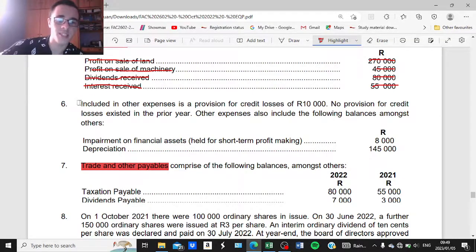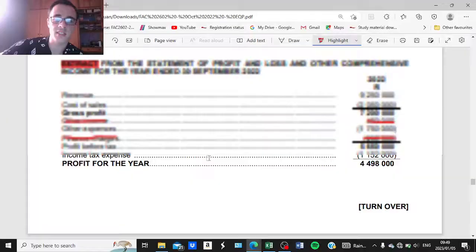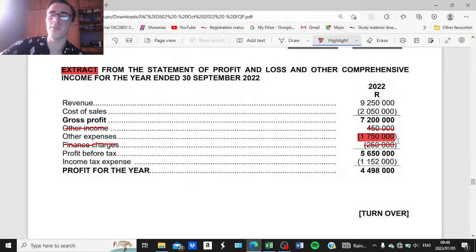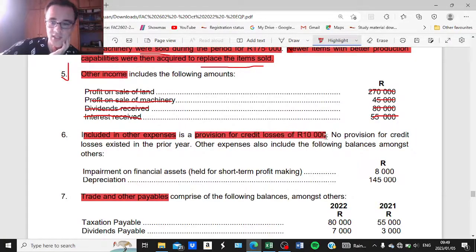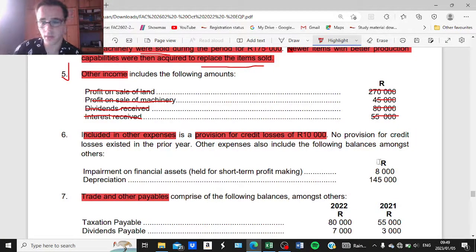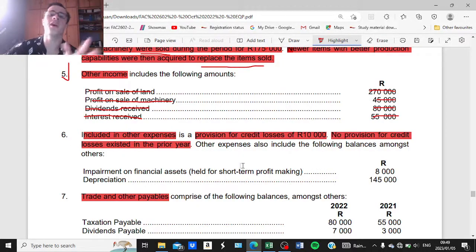Now, included in other expenses, so part of this amount right here, which is 1,750,000, is a provision for credit losses of 10,000 Rand. All right. No provision for credit losses existed in the prior year. So the journal entry that was made in order to provide for credit losses was that we have debited credit losses by 10,000. Remember that credit losses is an expense item which will be part of other expenses. That is why they say that the provision is included in other expenses.